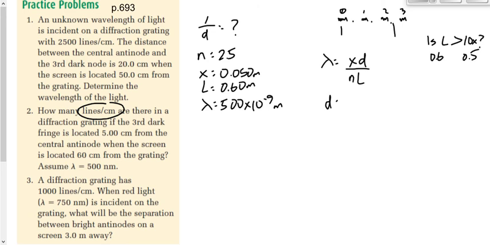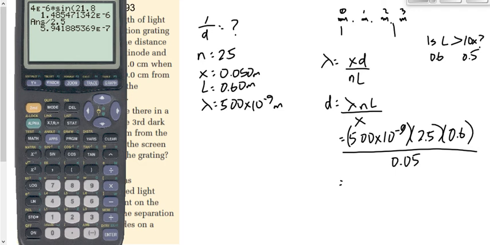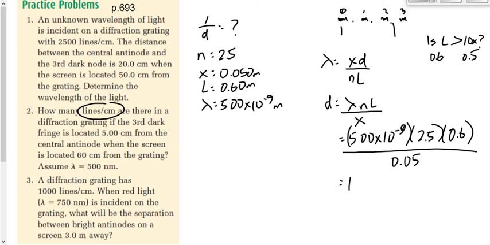Let's solve for D. It becomes lambda times N times L over X. Lambda is 500 times 10 to the minus 9 times N, which we said 2.5, times L over X, which is 0.05. So let's get the value of D there. 500 times 10 to the minus 9 times 2.5 times 0.6. Divide that by 0.05. 1.5 times 10 to the minus 5, and that's going to be in meters.